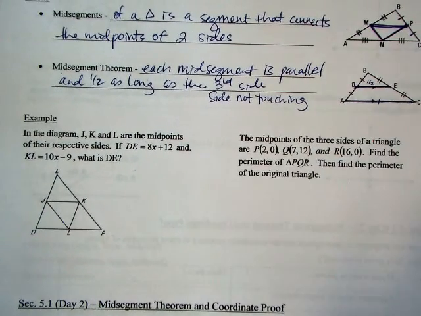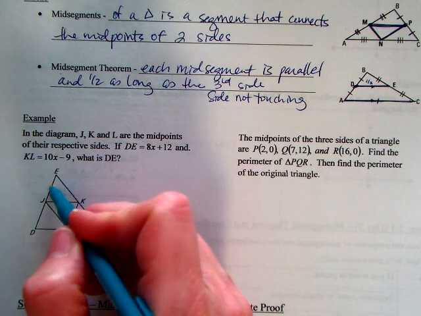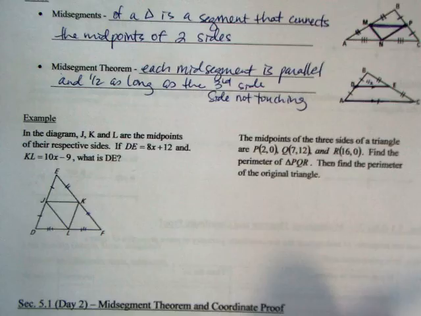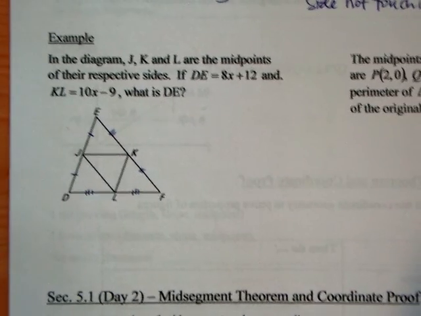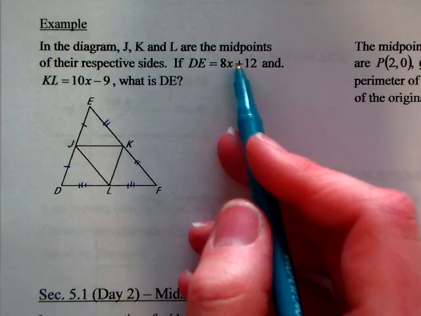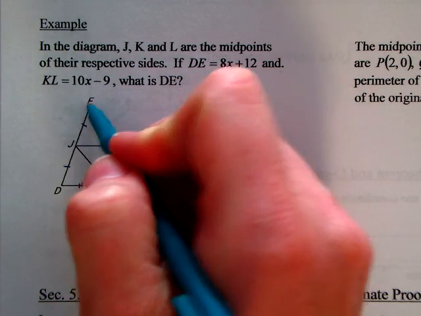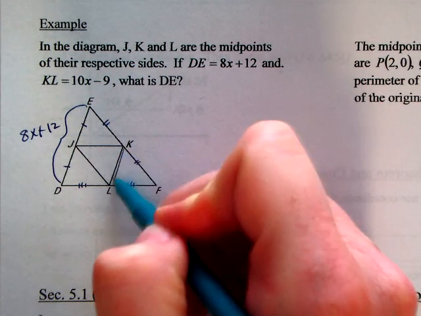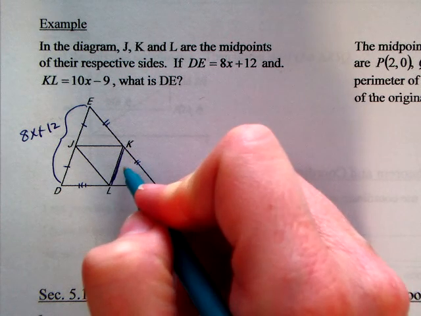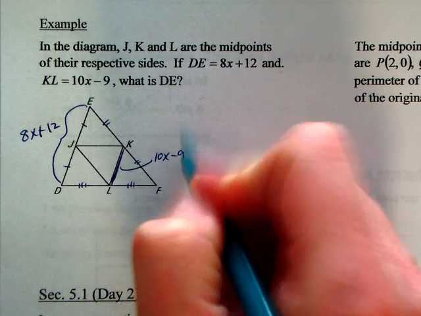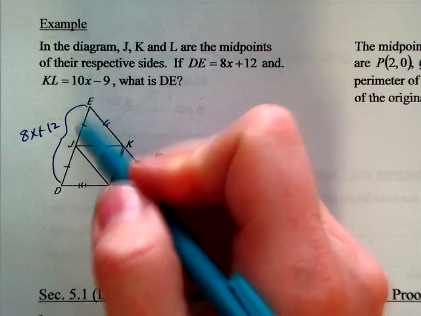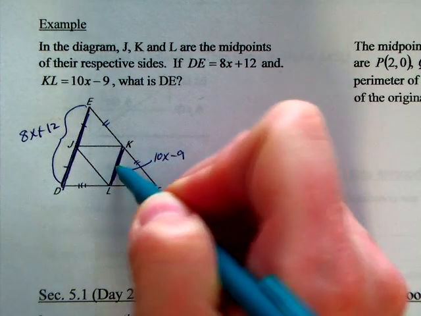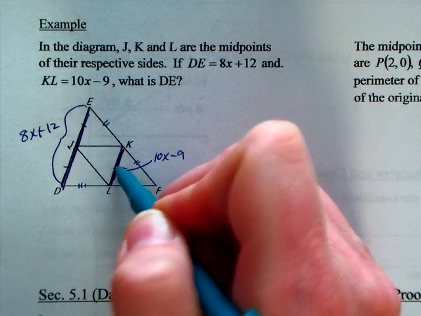The first one says, in the diagram, J, K, and L are midpoints. So that means this is the middle, this guy is the middle, and this guy is the middle. Let's zoom in a little bit so you can see that better. If DE is 8x plus 12, right here, and KL, which is right here, is 10x minus 9, find the length of DE. We know that KL is a mid-segment, so it is both parallel to this side and half as long as this side.